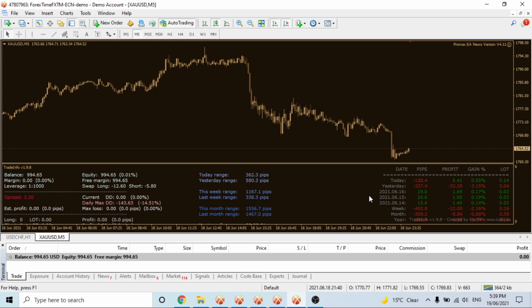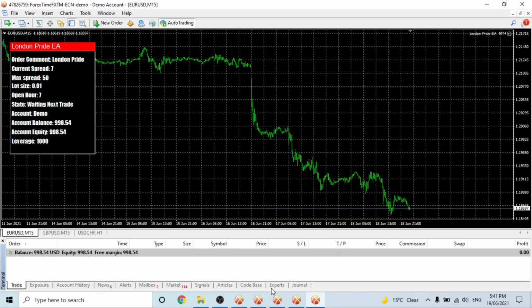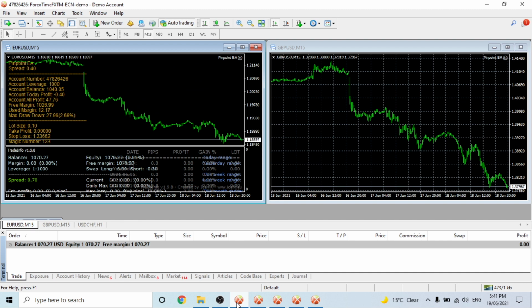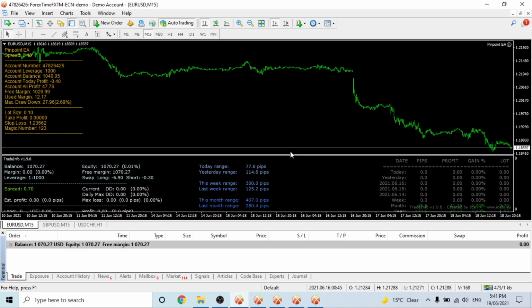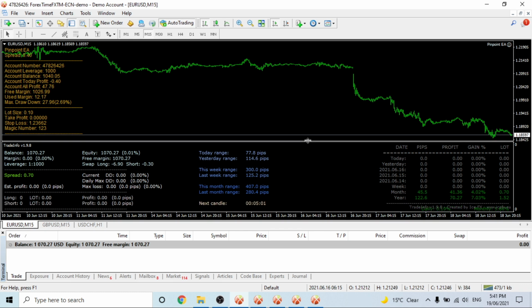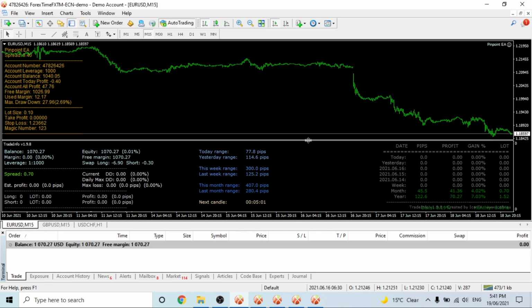Right, so that rounds up the first 5. I'll be back with the other 5, and we'll see how they fared. Okay, so we're back, and these 5 that I'm showing you now pretty much didn't trade since I've had the computer issues.